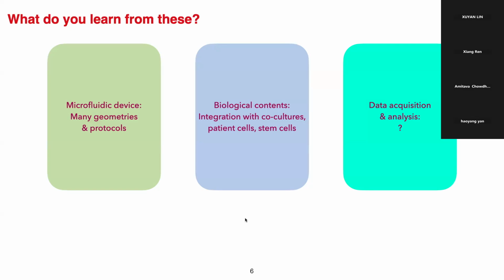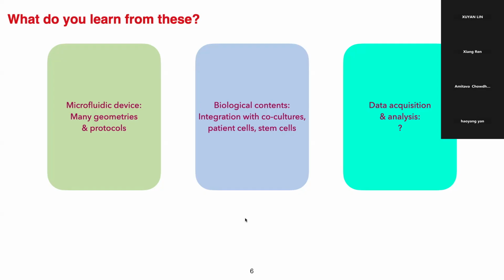And then the first floor would be what actual biological contents do you put in there? And there we are seeing in the community more and more people working with stem cells, with primary patient cells, and organizing co-cultures in these devices. And this is adding a huge amount of value to these platforms. But then, from my point of view, there's also a last part, which is what kind of data do you get and how do you analyze these data? And this is where I think there's a lot of work that still could be done.